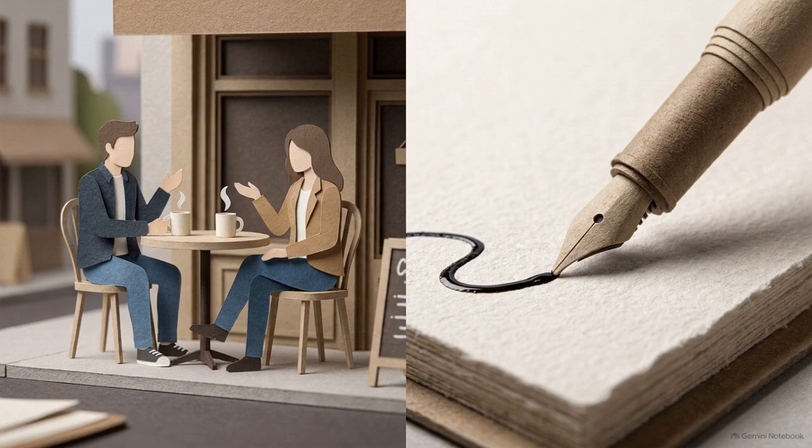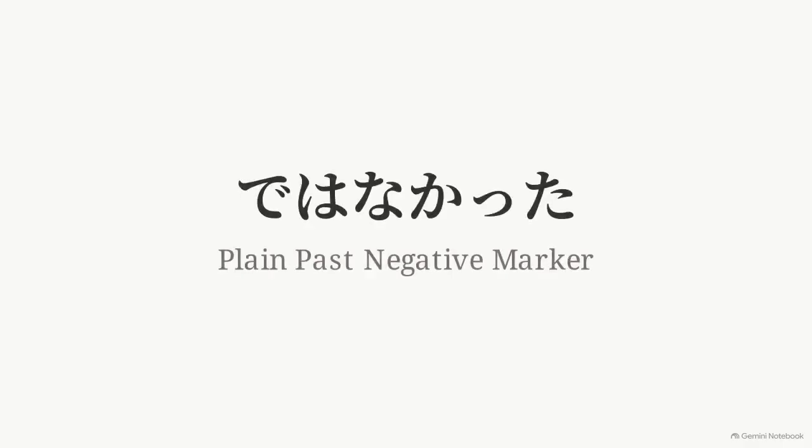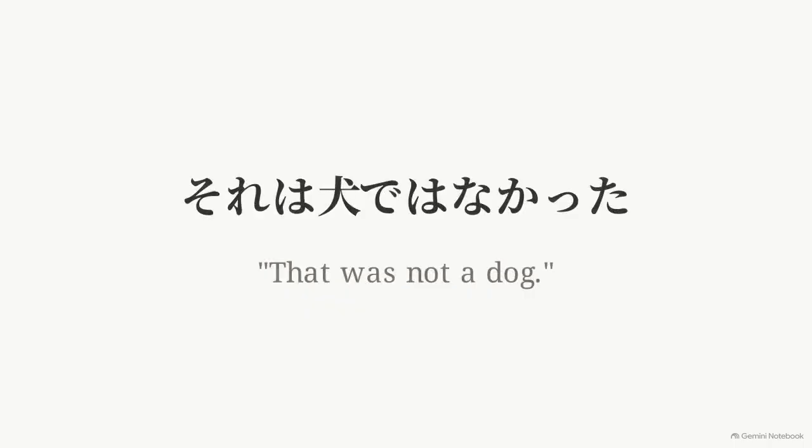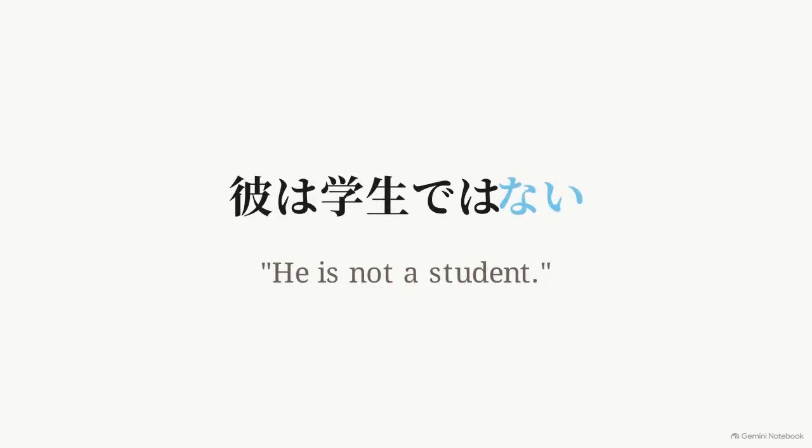Writing in Japanese requires a shift in tone when moving from conversation to formal reports or essays. To declare that someone or something did not hold a certain identity in the past, you need a structure that fits an authoritative text. The grammar for this specific task is the plain past negative marker, de wa nakatta. By attaching it to a noun, you create a stiff objective declaration, stating that was not a dog. This is the past tense counterpart to the present day de wa nai.